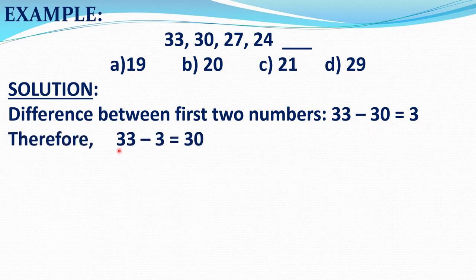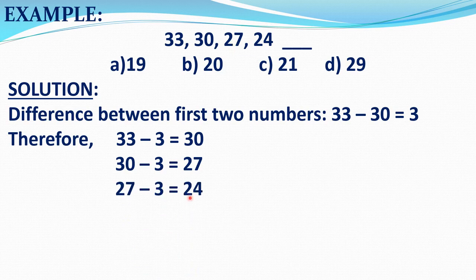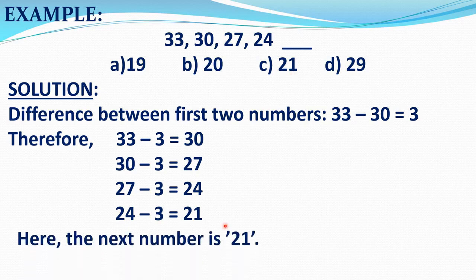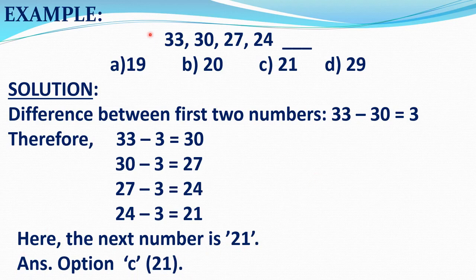So let's see how they have to solve. 33 minus 3, यहाँ पे हमने 33 में से जब 3 minus किया we get 30. Again 30 minus 3 is equal to 27 and 27 minus 3 is equal to 24. Now we have to find out this next number. So again we have to subtract 3 from 24. So 24 minus 3 is equal to 21. So our next number is option C, 21. Option C is correct. Understood beta?